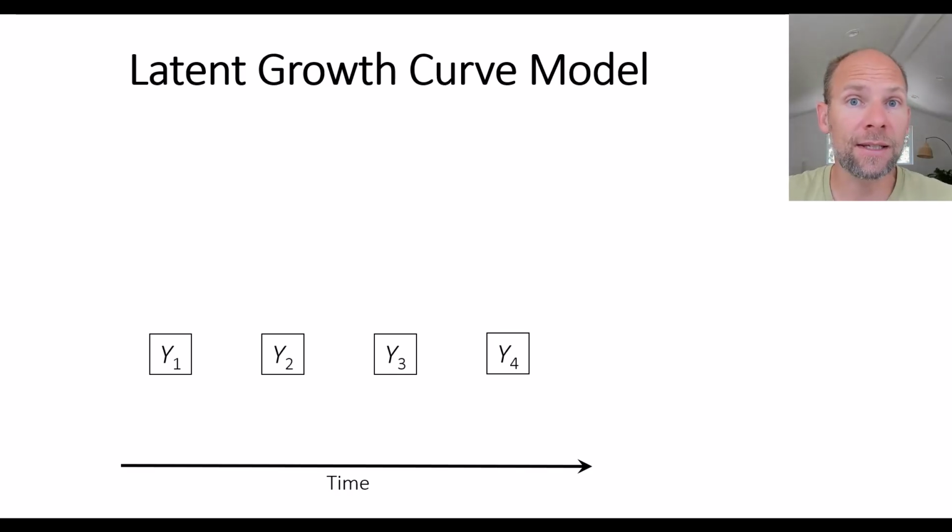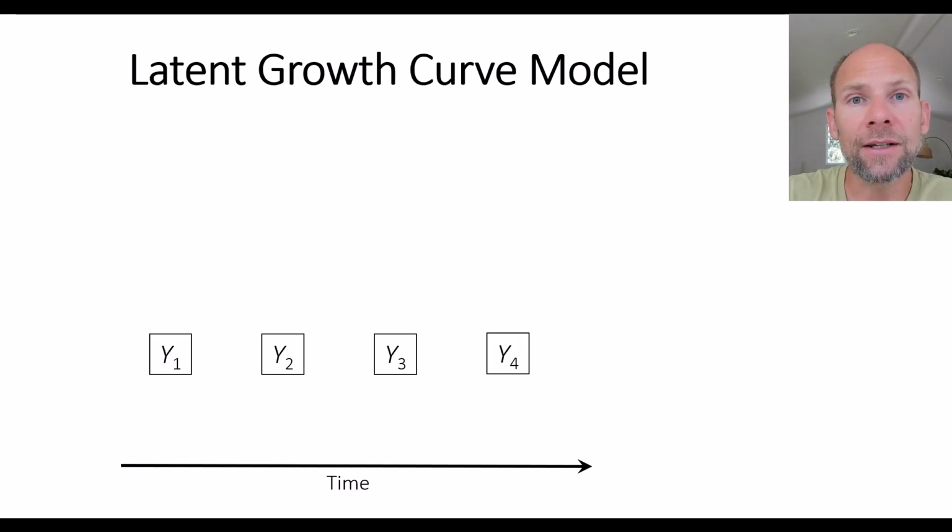Here, for simplicity, I assume that the distances between the 4 time points are the same. So for example, maybe there was 1 year in between each time point or 6 months or something like that. But that need not be the case. You can also have time points that are unequally spaced and you could still apply latent growth curve models. It just would be a little bit more complicated to set up the model properly.